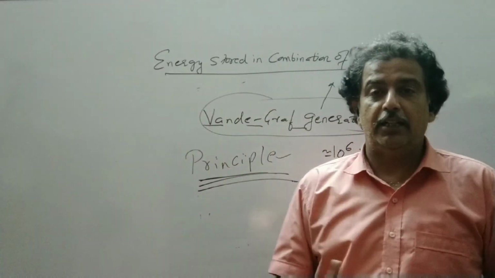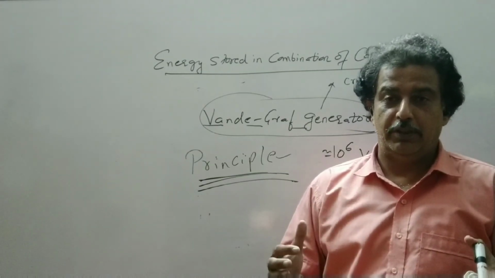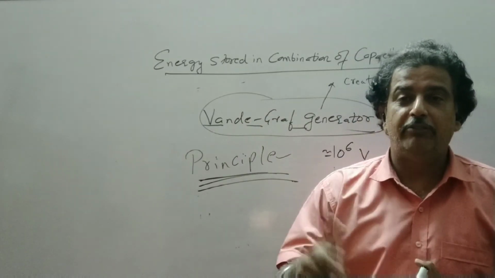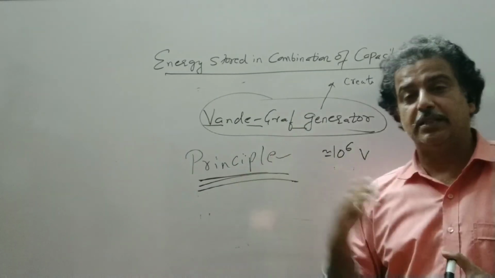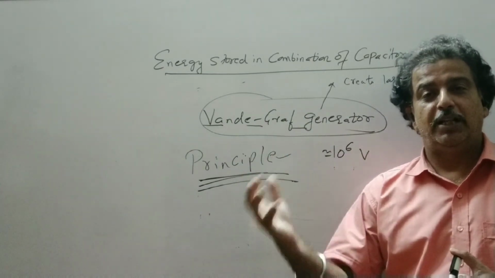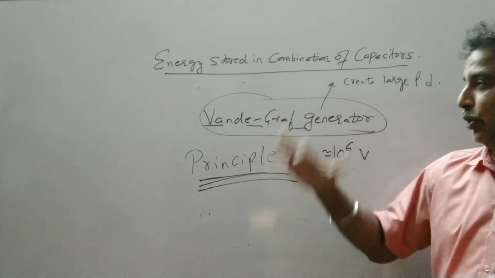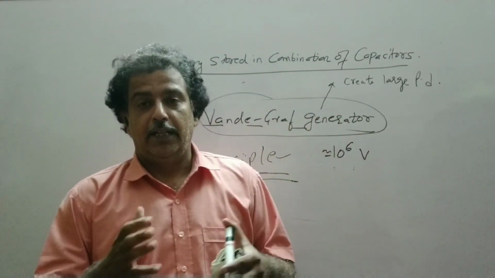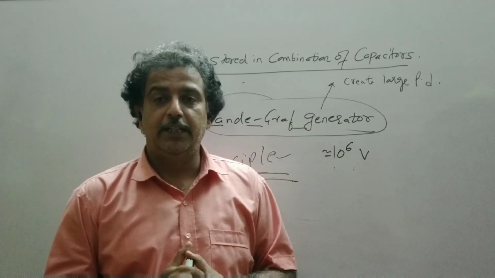So we end our chapter 2 theory portion in this lecture, and we will also discuss the Van de Graaff generator and its principle whenever we do the JEE and NEET portion. We will be starting illustrations and the textual exercise in the coming lectures.